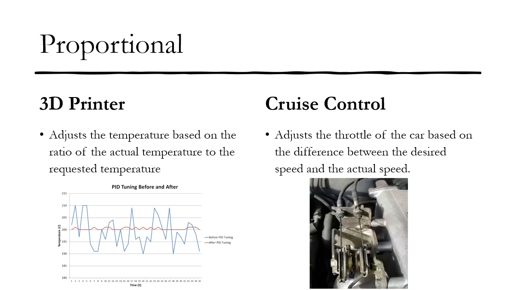With a cruise control, this is adjusting the throttle of the car based on the difference between the desired speed and the actual speed. So it's kind of the same thing. This one's just looking at the speed that you want to be going and the speed that you're currently going, and adjusting the throttle based off of that. So both of them are looking at where you want to be and where you are right now, getting a value and putting that in. Just one of them is temperature, of course, and one of them is the speed that you're going.